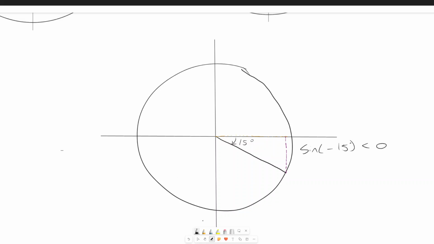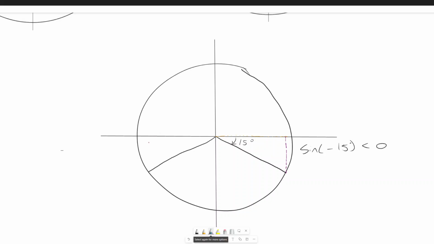Okay. Now let's think about where else we can find this particular height. Well, we know that for the first and second quadrants, the height is always pointing up. Sine is always positive. So the only option we have is the third quadrant here. So let's see what that's going to look like. So that's going to be like this, okay?